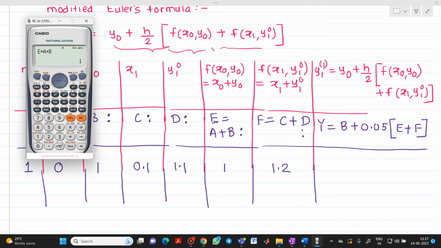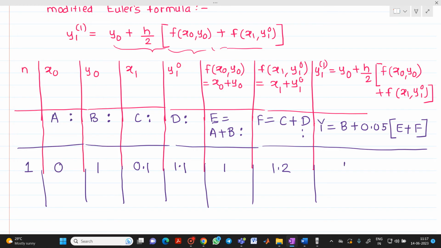What is the value of e? 1. So here we have written. What is the value of f? It will be 1.2. So here we have written. What is the value of this y? Y means y1 of 1. It is 1.11. So let me write here the answer will be 1.11.